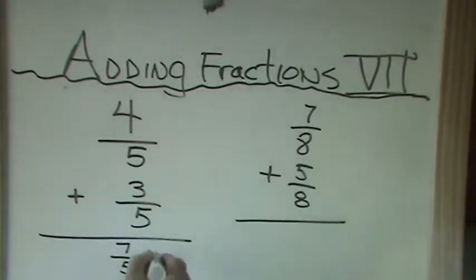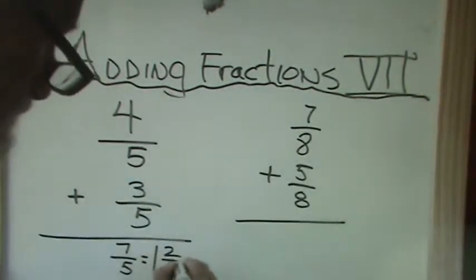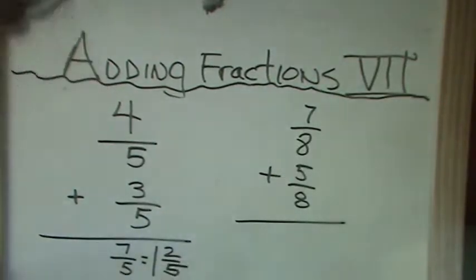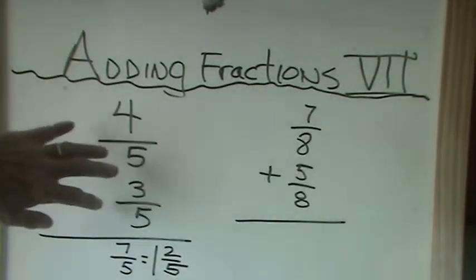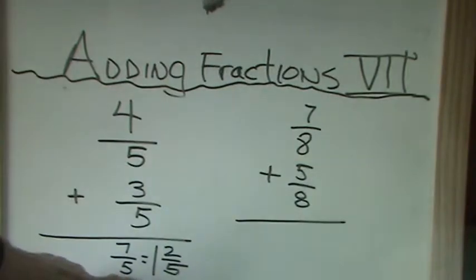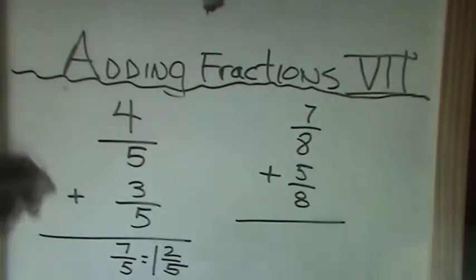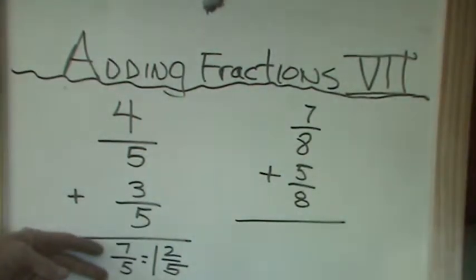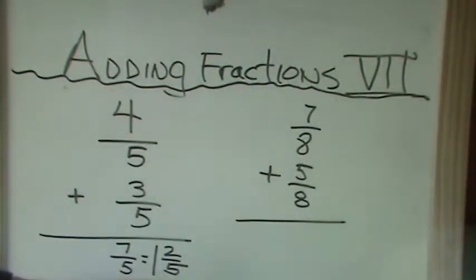5 goes into 7 one time, 5, and then I have 6, 7. I have 2 left over. So the answer to this problem is the mixed number 1 and 2/5. So when you're working with fractions and you get an answer, number 1, you have to make sure that answer is in its lowest name. Number 2, if it's in the form of an improper fraction, you have to put it in the form of either a whole or a mixed number.